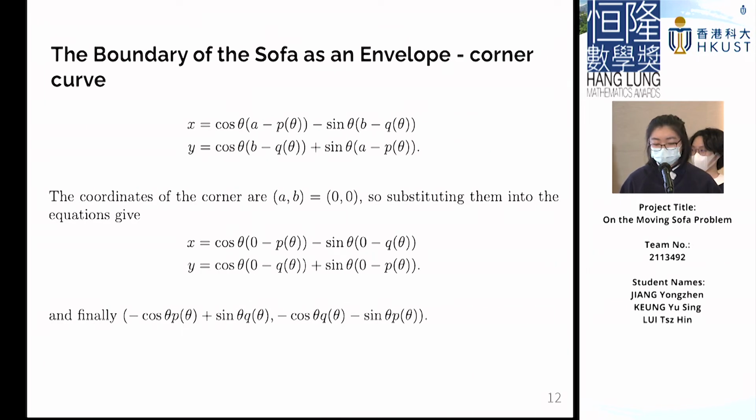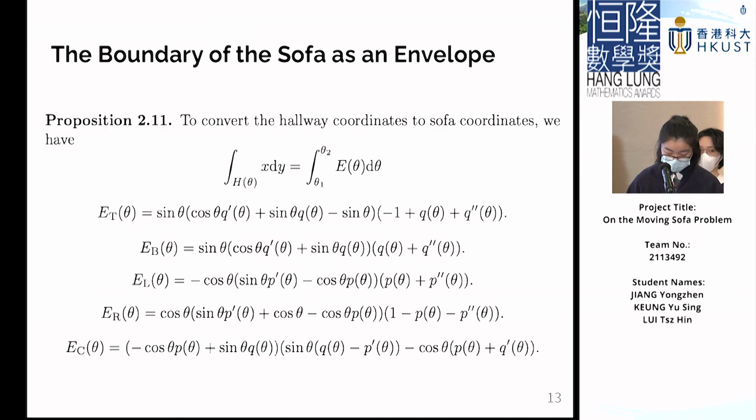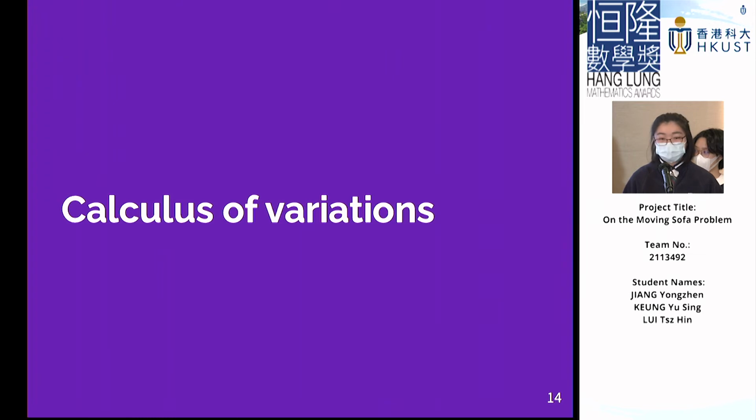As for the corner curve, because the corner curve is the origin 0, 0, we substitute x and y equals 0, which will give us this final equation. And because we want to convert the hallway coordinates into sofa coordinates, we use this equation, and the results are listed below. Now we will move on to calculus of variations.